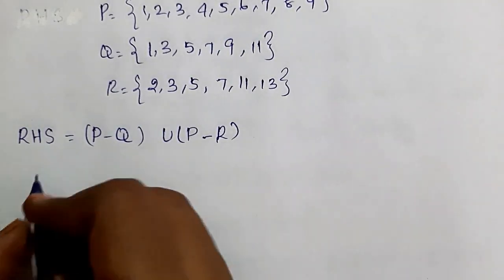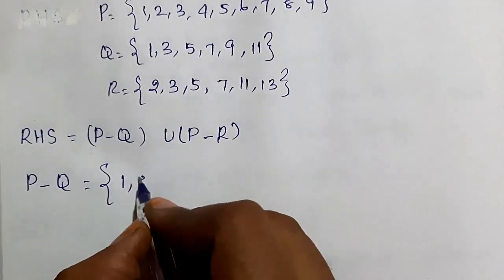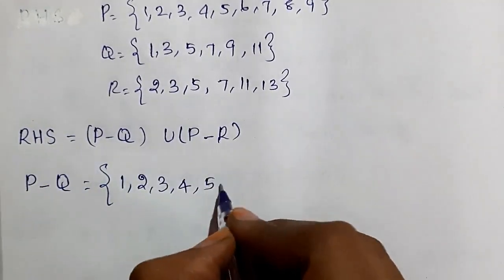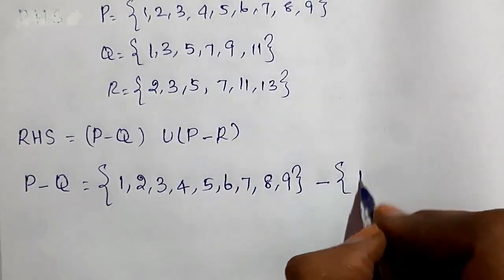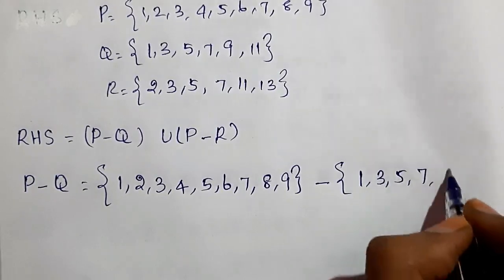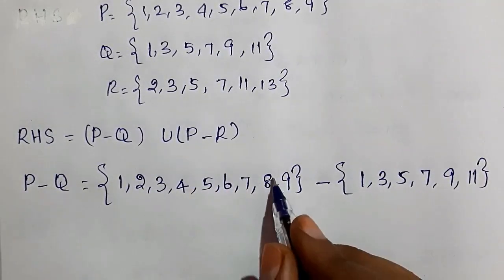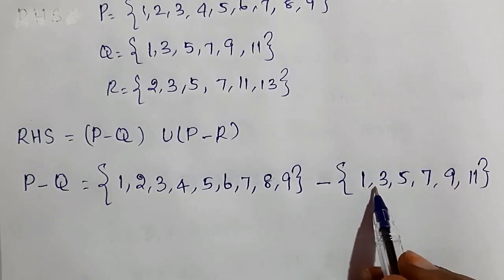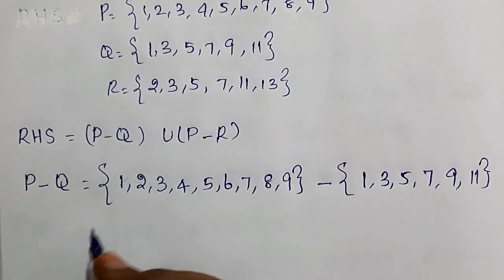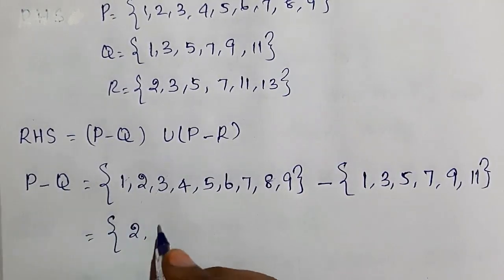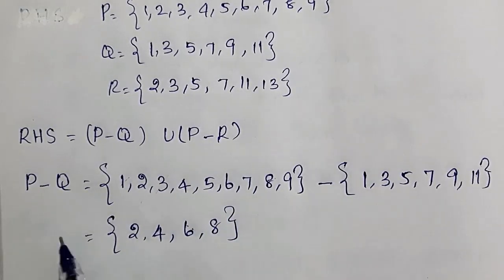First we do it one by one. P minus Q first. Write the P set, 1 to 9: 1, 2, 3, 4, 5, 6, 7, 8, 9. Then minus Q set, 1, 3, 5, 7, 9, 11. So how can we do the difference? From this P set, we remove the Q elements. Look, these are odd numbers, so we remove the odd numbers and write the remaining elements. Remaining elements are 2, 4, 6, 8. That is P minus Q.